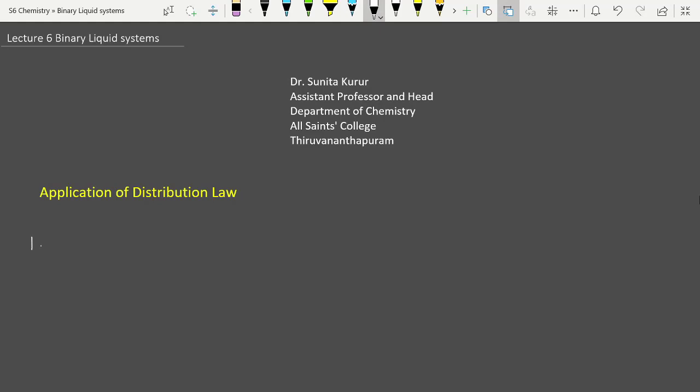First one is study of association of a solute. So when a solute undergoes association in one of the solvents in which its concentration is C2, but it is existing as normal molecule in the other solvent where its concentration is C1, then the distribution coefficient is given by K is equal to C1 divided by nth root of C2, where n is the number of simple molecules which combine to form the associated molecules.